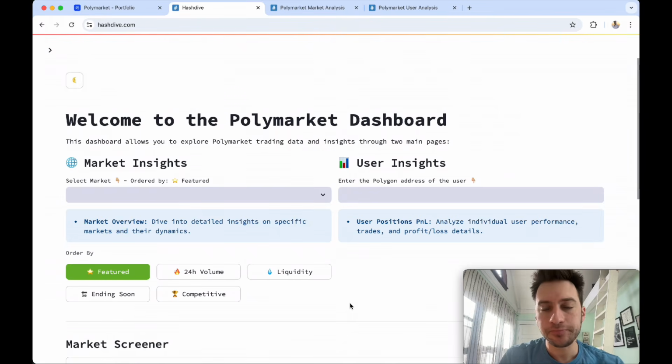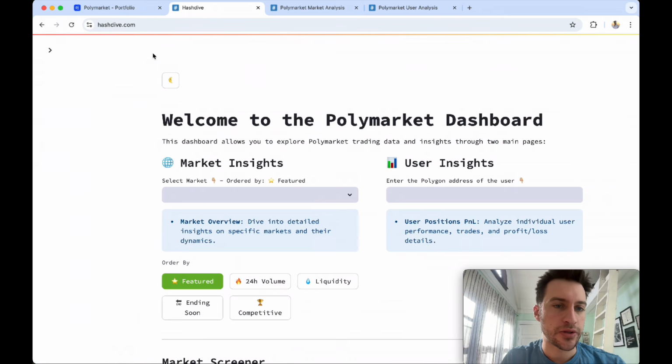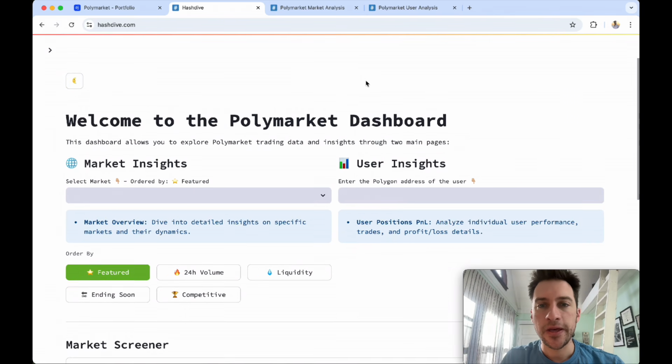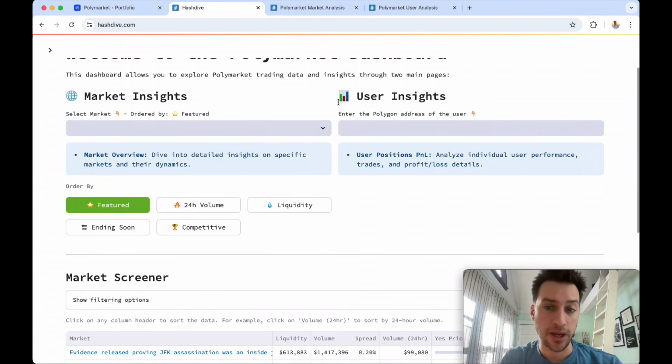So let's dive in. It's a very simple website. You just analyze the market, like a Polymarket that you input, or you analyze the user. Dark and light theme. As a side note, I have not contacted the founder. I'm just giving him free press by showing you guys a pretty phenomenal website.